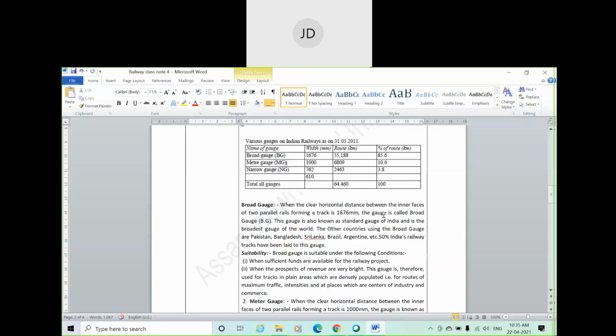When the clear horizontal distance between the inner faces of two parallel rails forming a track is 1676, this is very important to remember. You have to remember that the clear distance between the inner faces of the rails in case of broad gauge is 1676 millimeter, and the gauge is known as broad gauge, in short BG.